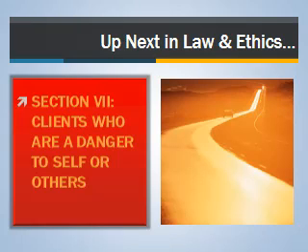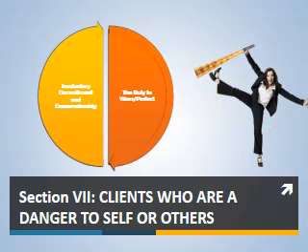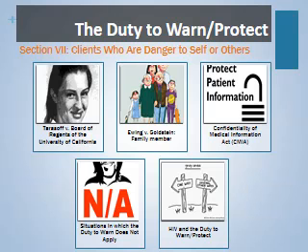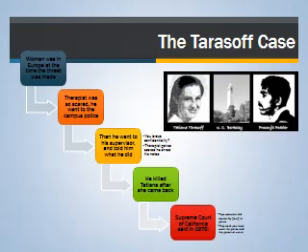Okay, now we're getting into the world of clients that are a danger to self and others. We're going to talk about Tarasoff, duty to warn, as well as involuntarily committing someone. Different laws that are important to know in regards to this, most importantly Tarasoff and Ewing, but also CMIA, when does it not apply, and also what about HIV?